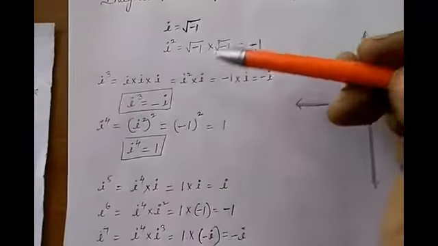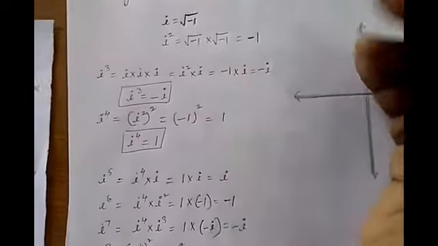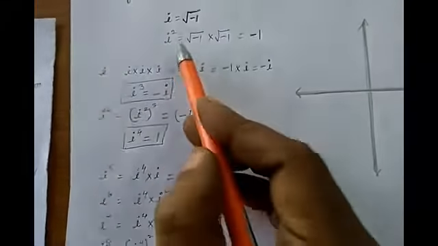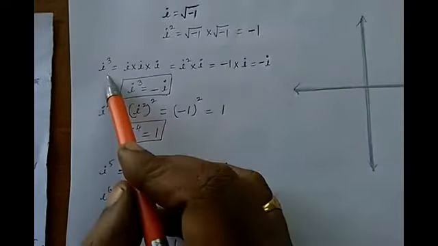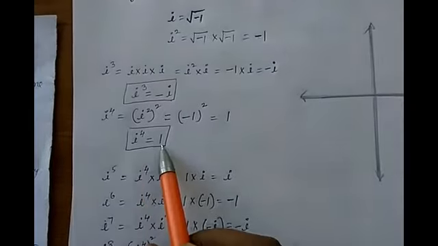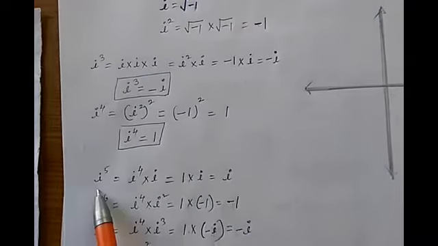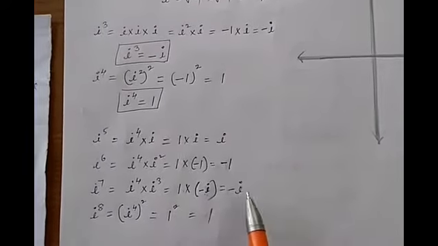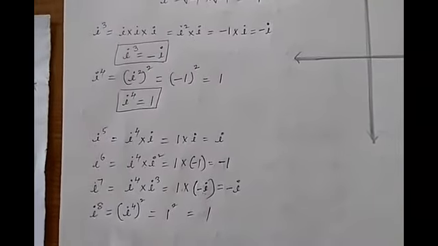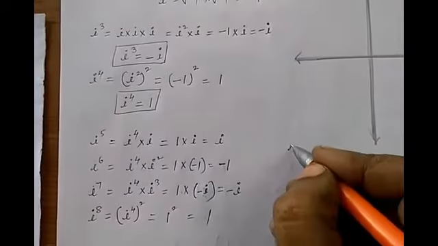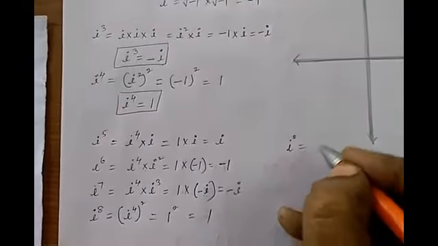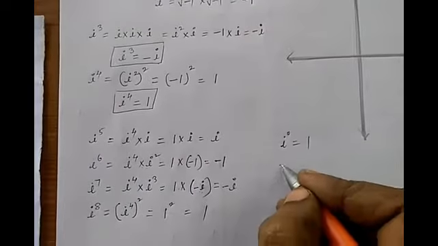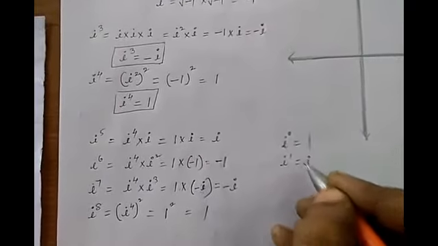Observe these values. i is i. i squared is -1. i cubed is minus i. i power 4 is equal to 1. i power 5 is i, i power 6 is -1, i power 7 is minus i, i power 8 is 1. Let us understand carefully. i power 0 equals 1. We know that any number power 0 gives 1 only. i power 1 is equal to i.